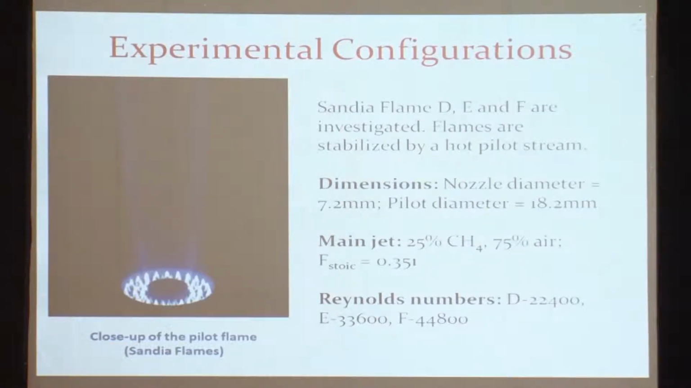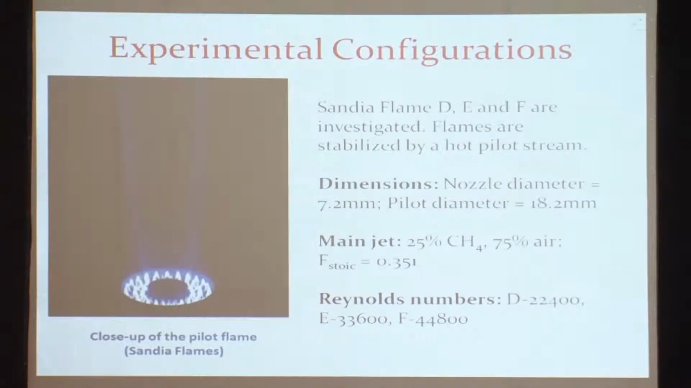So these flames are basically stabilized by the hot pilot stream, and on the side there is ambient air, and in the center there is a jet. The jet composition is 25% methane and 75% air, and that gives us a stoichiometric mixture fraction of 0.351. We have simulated 3 cases with 3 different Reynolds numbers.